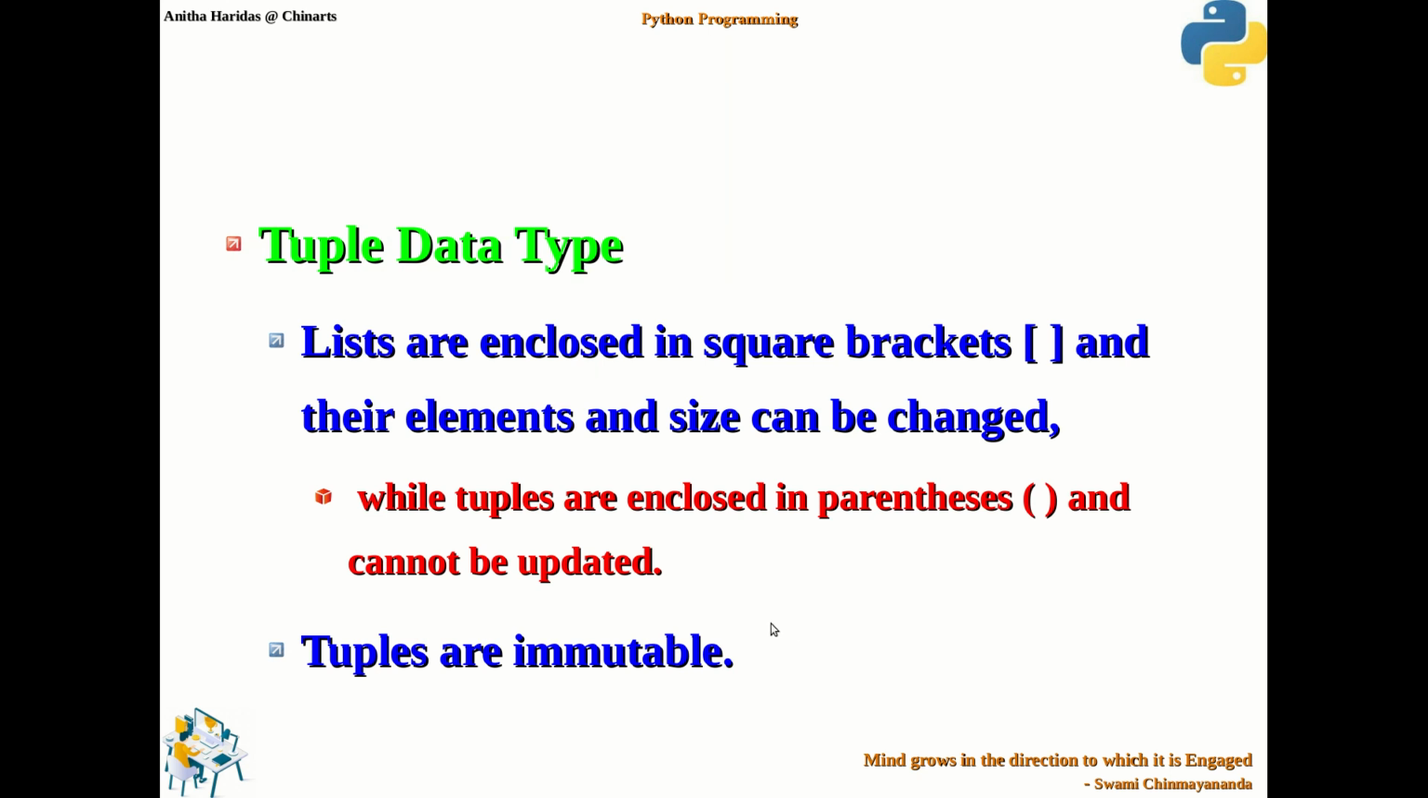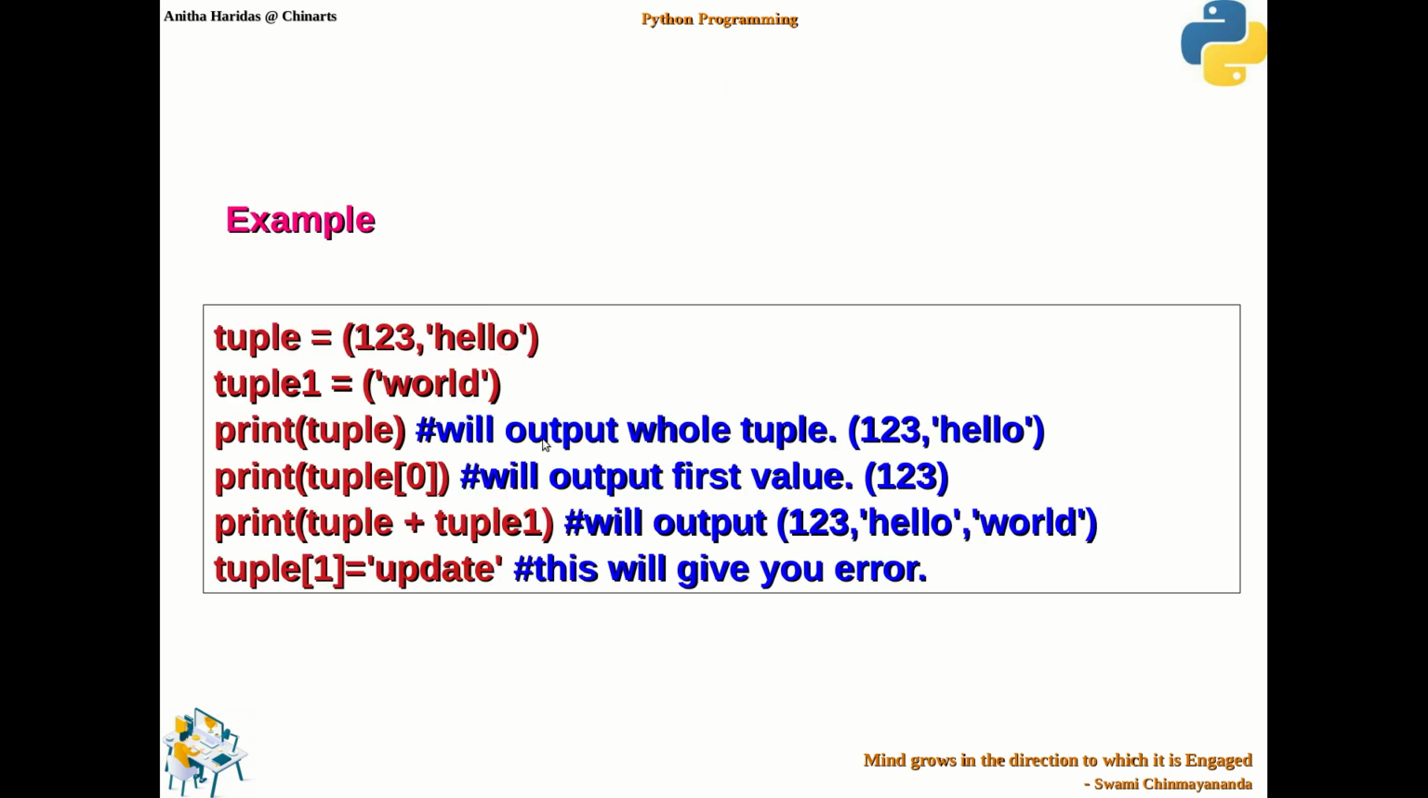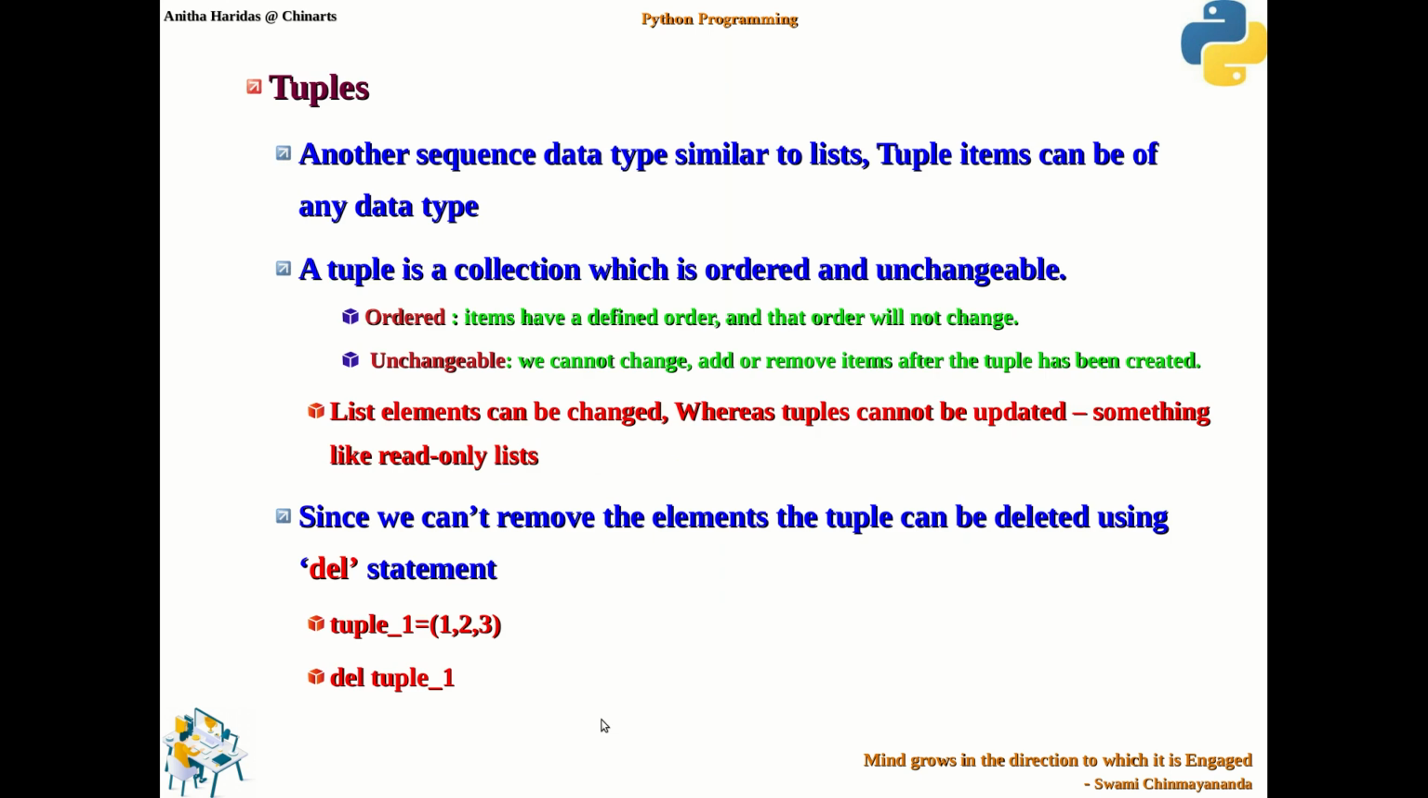We had seen that lists are enclosed in square brackets and their elements and size can be changed, whereas tuples are enclosed in parentheses. When you declare a tuple, we enclose it in parentheses and it cannot be updated. So it becomes an immutable data type. These are some of the examples we had seen in our previous session. Let us get into the details of the tuple data type.